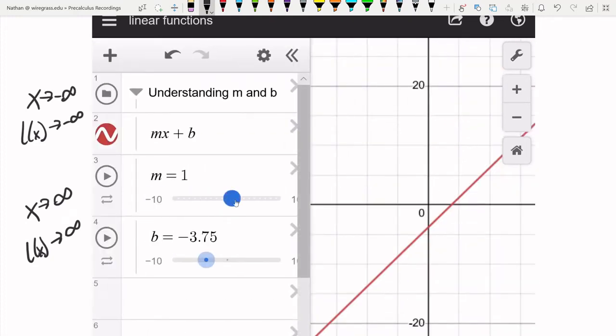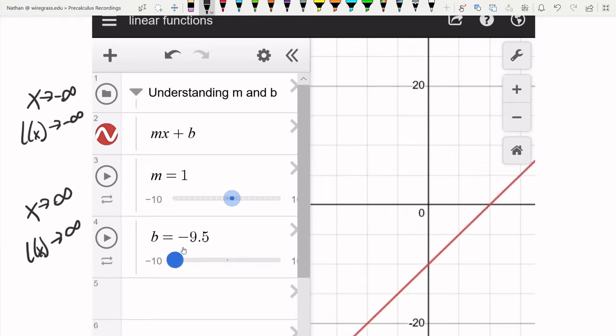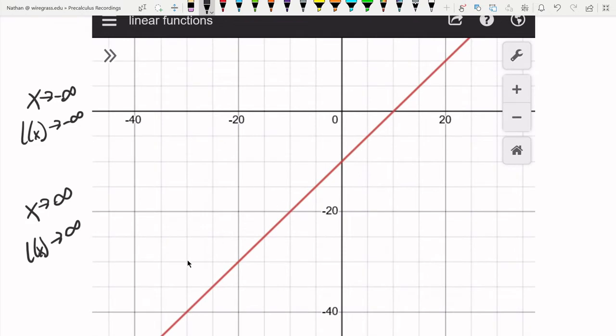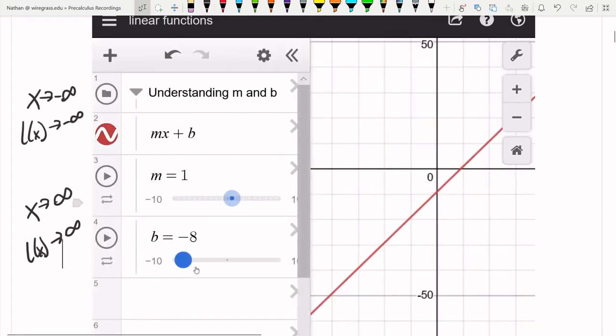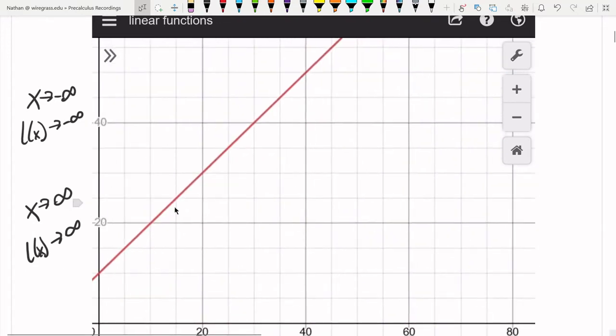Okay, now if we change b, this behavior does not change at all. You can see that if b is negative 10, this side is still going down, this side's still going up. If I change b to positive 10, this side's still going down, this side's still going up.